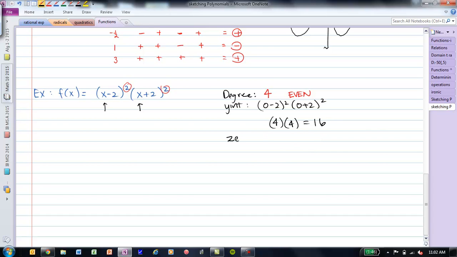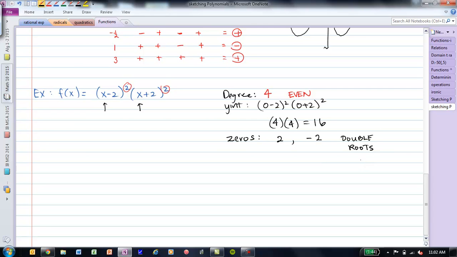Next we need the zeros. So we would take each of those binomials and set them equal to 0. That means our zeros are going to be 2 and negative 2, or same thing as our roots. Now, this is where it's pretty important to recognize that those roots are what are called double roots. And they're both double roots because they come from binomials that are squared.